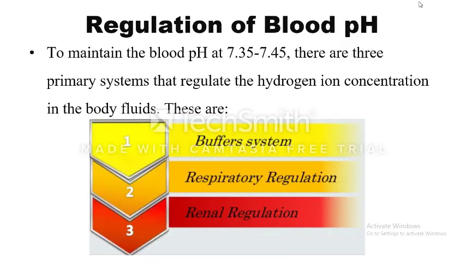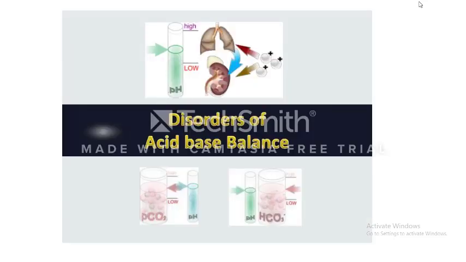Then, regulation of blood pH: how is it regulated? What is the system functioning inside our body that controls blood pH in the normal range? To maintain the blood pH at 7.35 to 7.45, there are three primary systems that regulate the hydrogen ion concentration in our body fluids. These three important systems are: number one, buffer system; number two, respiratory regulation; and number three, renal regulation. So these three primary systems control the blood pH.